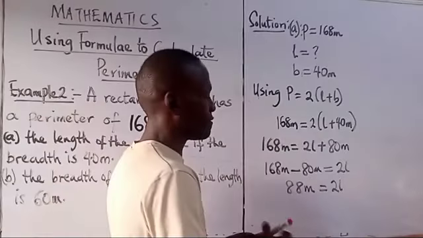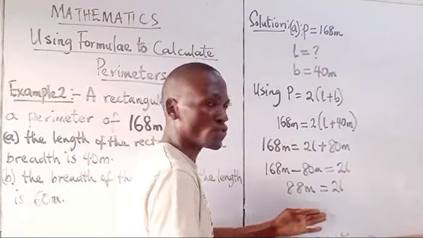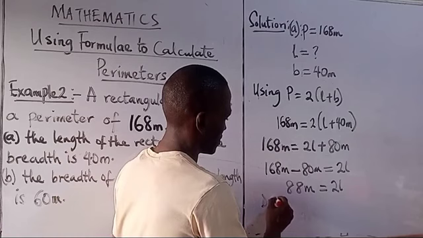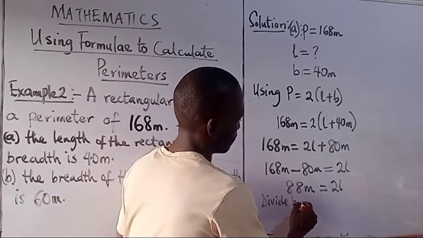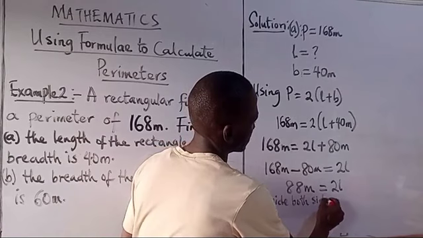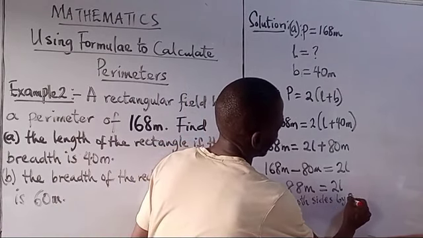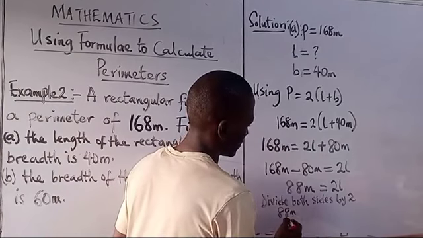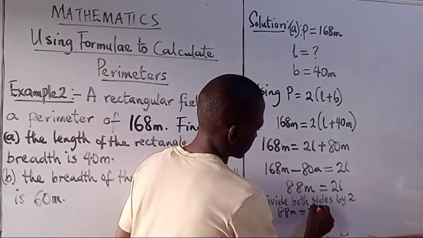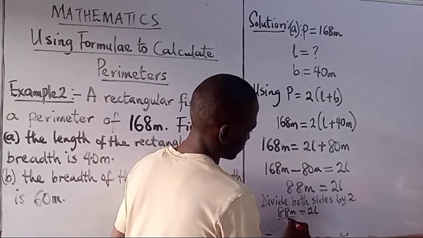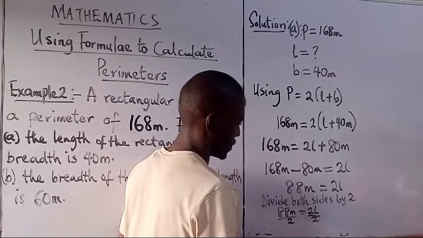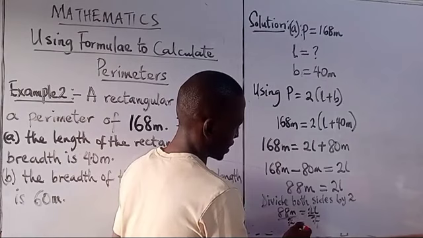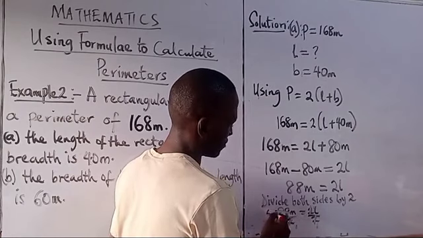The next is to divide both sides by 2. We have 88 meters equals 2L. Divide both sides by 2 this way. Here, 2 cancels 2 here, and here we have 44.